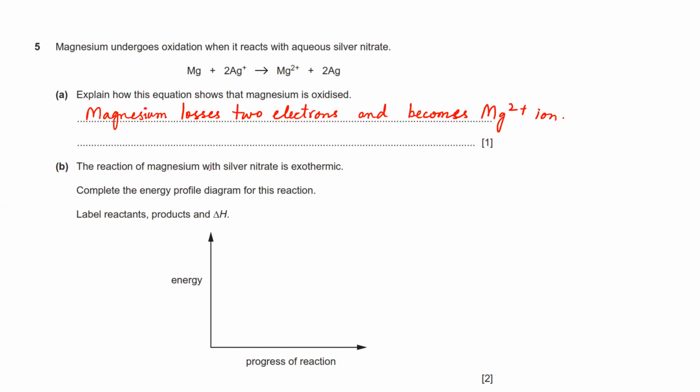Okay, then part B, it says the reaction of magnesium with silver nitrate is exothermic. Complete the energy profile for this reaction. Label the reactants, products, and delta H. So remember, in an exothermic reaction, the energy is released to the environment, and the overall energy of the products is much less than the energy of the reactants. For example, if my energy of reactants is somewhere here, my products will be somewhere here. This will be my products. This will be my reactants. So the overall reaction profile will look something like this.